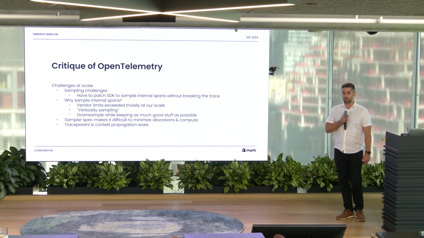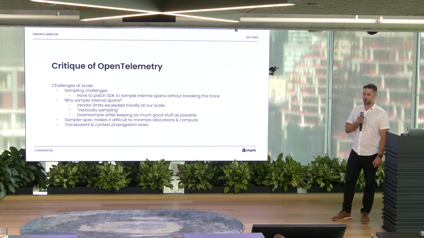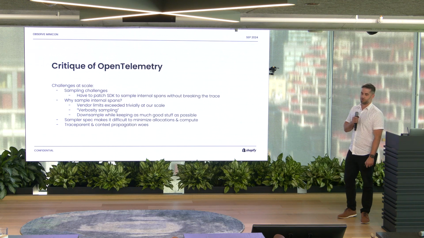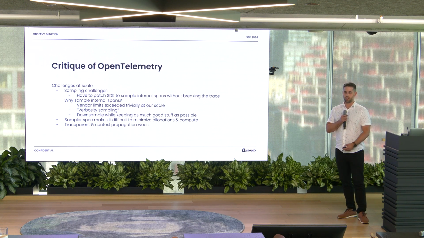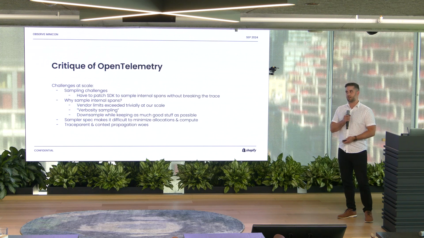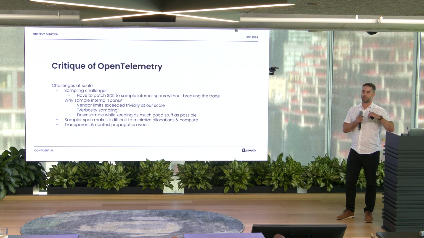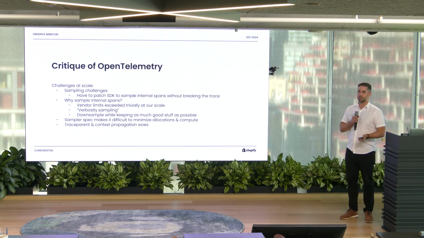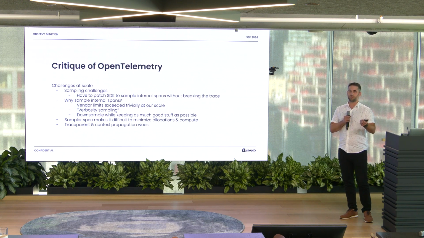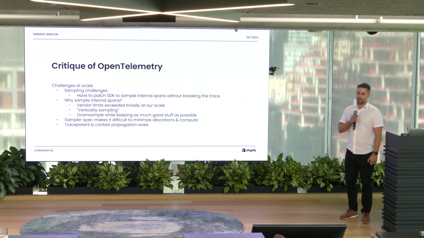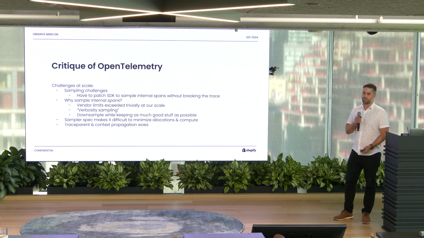Challenges at our scale. So the sampling specification makes it impossible to sample internal spans without breaking the trace. We had to monkey patch the SDK we were maintaining. So what that means is you have a trace and then you can have consumer, server, producer, client, and internal spans. And internal spans, basically, what that means is it's not receiving communication or making communication to some outside service. Why do we sample internal spans?